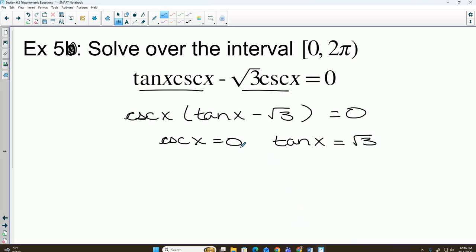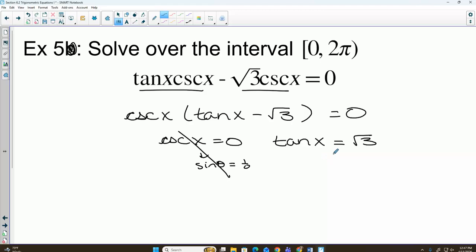Okay, if cosecant is 0, that means sine is the reciprocal of 0. 1 over 0 is undefined. Does that ever happen? No. Sine only hits things between -1 and 1. It's never undefined, so this one's not possible.